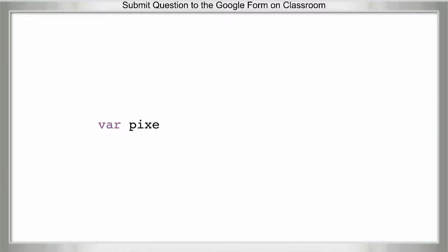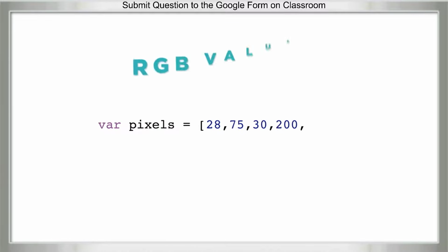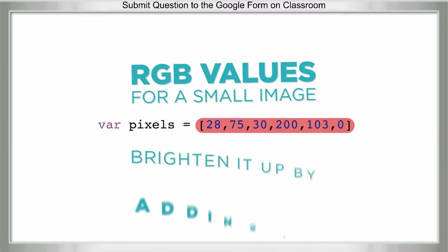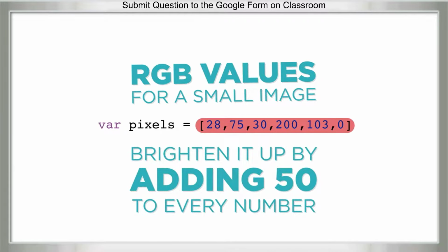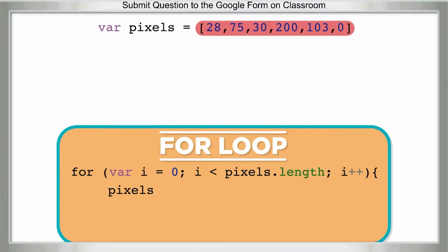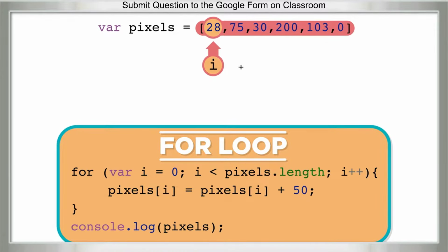Let's look at an example of using a for loop to go through every item in a list and doing something with each item. Here we have a list of red, green, and blue values for a very small image. We could brighten it up by adding 50 to every number in the list. In each iteration of the loop, we are getting the current value stored in the pixels list at index i, adding 50 to that number, and then updating the value at that same slot in the list to the new value.